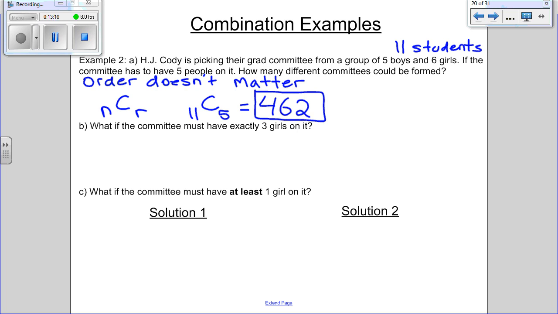Pretty simple, right? All right, these get more complex when they start adding in restrictions. Just like the fundamental counting principle got more complex, so does this stuff. So question B now says, what if the committee must have exactly 3 girls on it? So now, you're not selecting from all 11 students. You're selecting 3 of them from the girls. How many from the boys? That means there's 2 boys. There had to be 5 total. So now you know there's 3 girls and there's 2 boys. And you got to figure out how many ways you could do that.